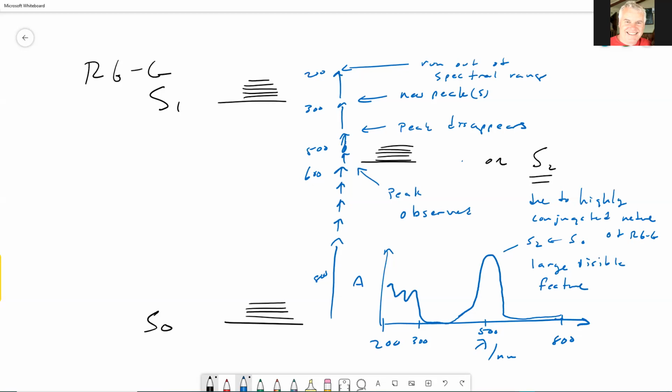So now another thing that happens with rhodamine is that rhodamine can also emit light, but it emits light mainly from this level right here. So it emits from this S2 state here. And I guess I should probably write this in red because I'm going to talk about a different phenomenon here, right?